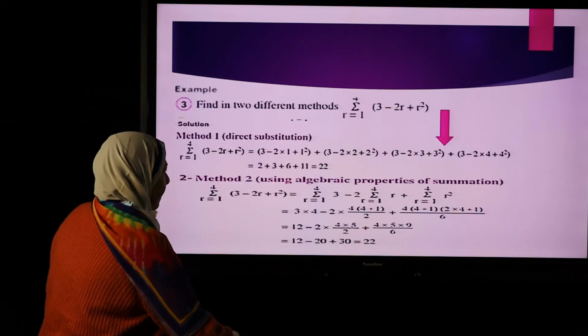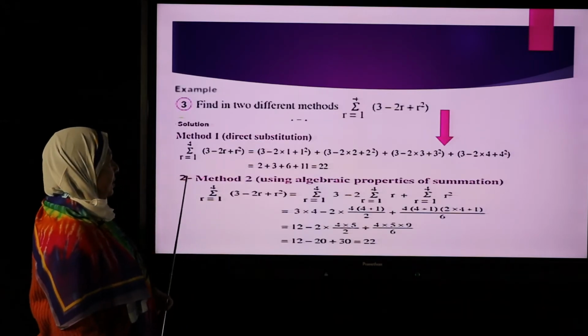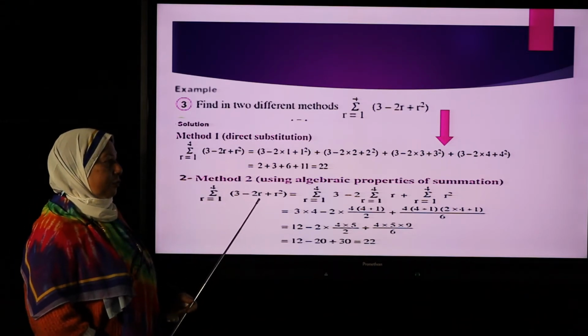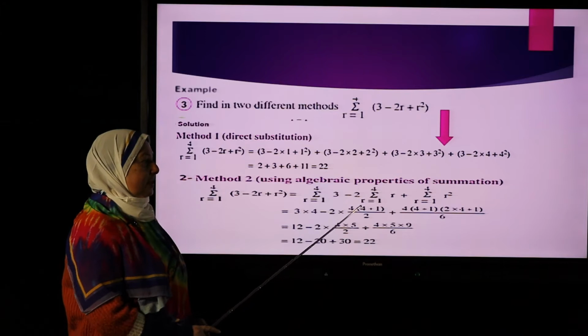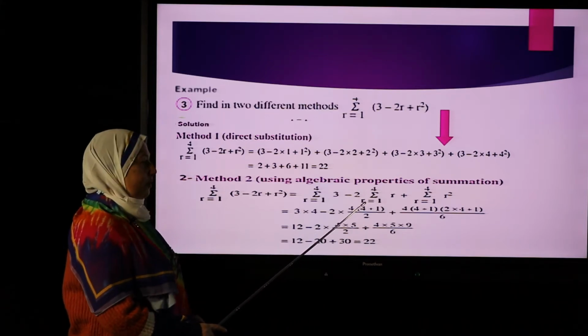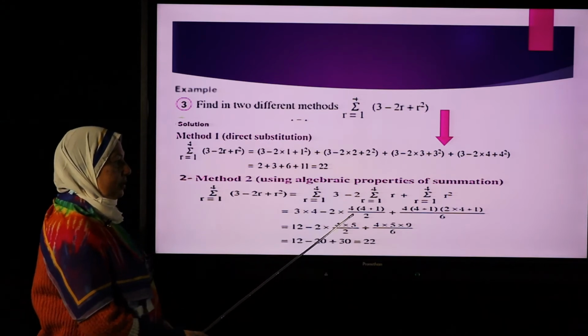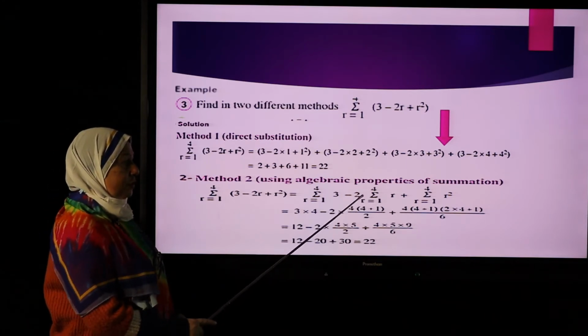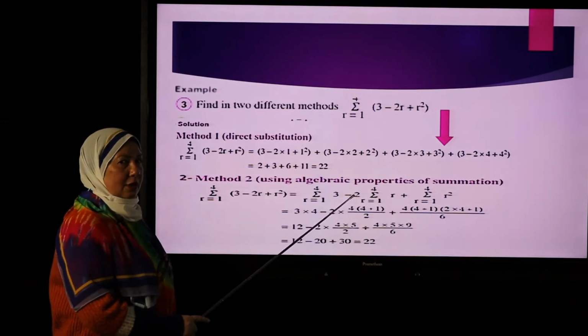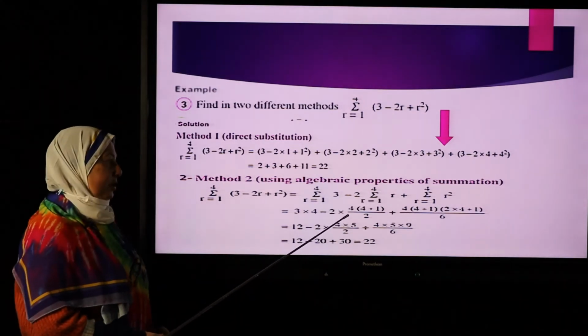Sorry. Summation notation from r equal 1 to 4 of negative 2r. Negative 2, the constant, times summation of r from r equals 1 to 4, where n equals 4, 4 times (4 plus 1) equals 5, divided by 2. These are the rules of properties of summation notation.